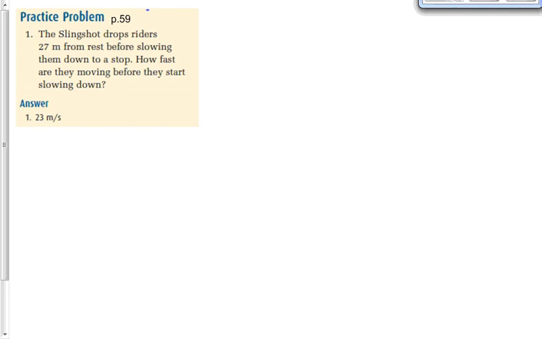All right, let's take a look at practice problem number 1 here on 59. It says, the slingshot drops riders 27 meters from rest before slowing them down to a stop. How fast are they moving before they start slowing down?